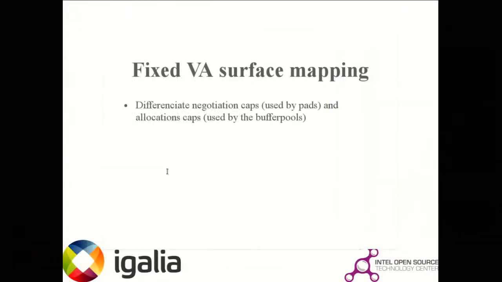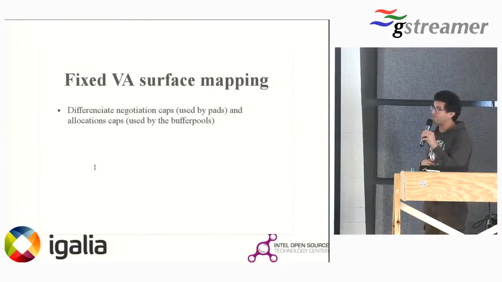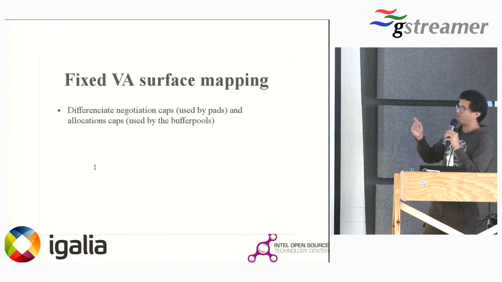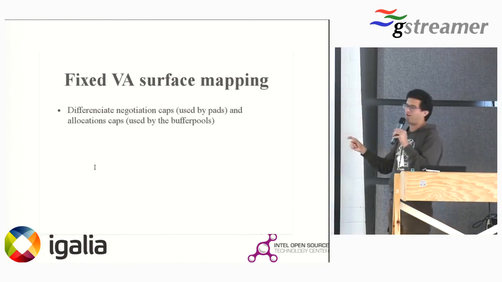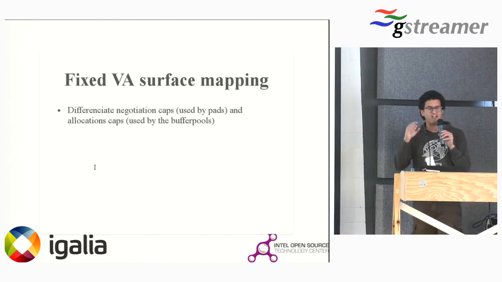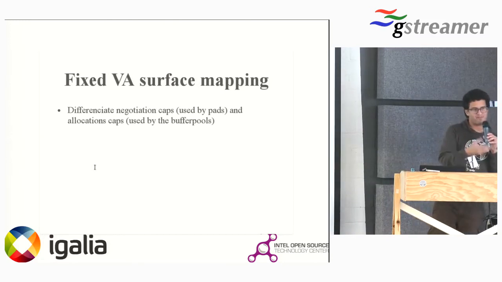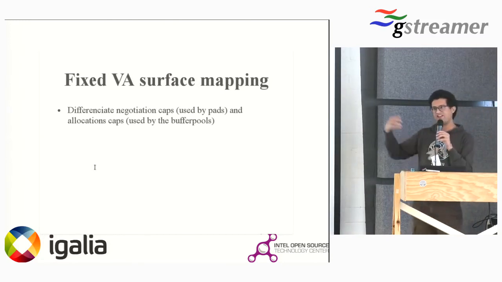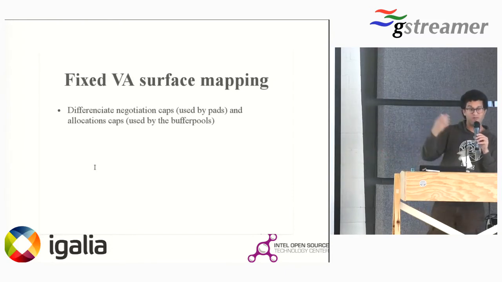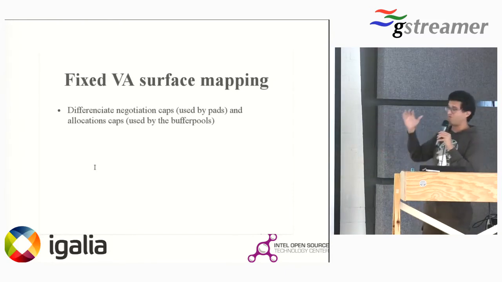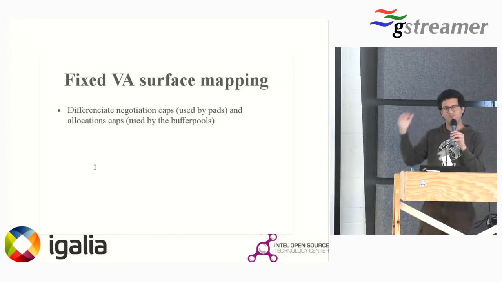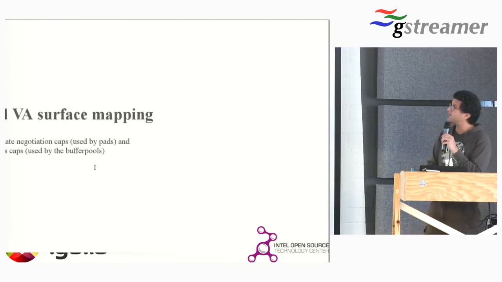Another thing we have added to the core of GStreamer is the differentiation between the negotiation caps and the allocation caps. We have some scenarios where we need bigger memory in the allocation caps than the negotiated caps. That brought some problems when mapping the surfaces into main memory. Now it's fixed.